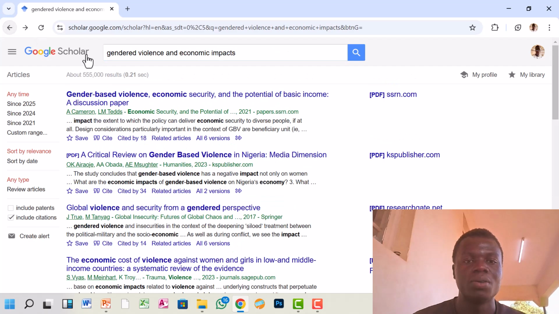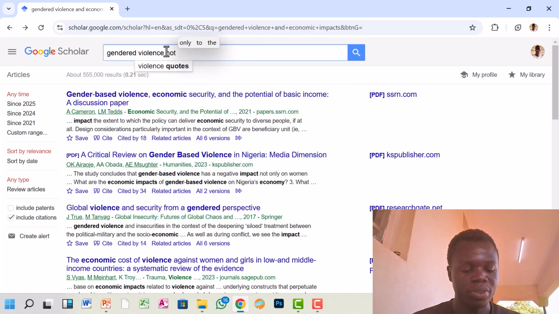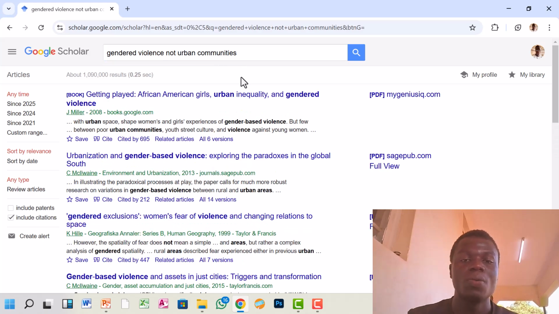So now let us use another phrase, and that is not. For not, if you're using not, it excludes the phrase that you don't want to appear. So let me say gendered violence not urban. If I say gendered violence not urban communities, it is not going to retrieve any information about the urban communities. So it excludes results that focus on urban communities.